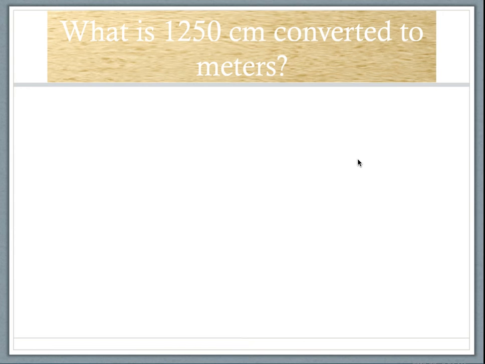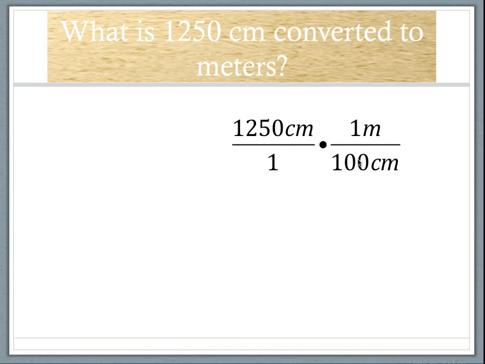What is 1,250 centimeters converted to meters? Again, I have 1,250 centimeters over 1, and I multiply that by 1 meter per 100 centimeters. So I have centimeters in the numerator and denominator. They will cancel, and I'm left with 1,250 over 100, which reduces to 12.5 meters.